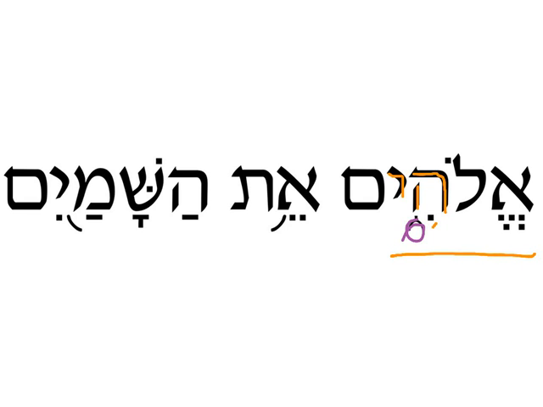Elohi. And then the last letter that we have is the one that we call the marshmallow mem, the shape of the mem at the end of the word, and it sounds like m, so the word is Elohim. That's the first word.